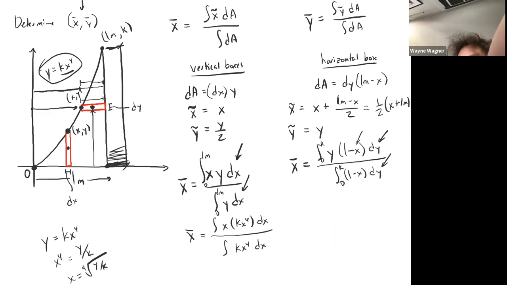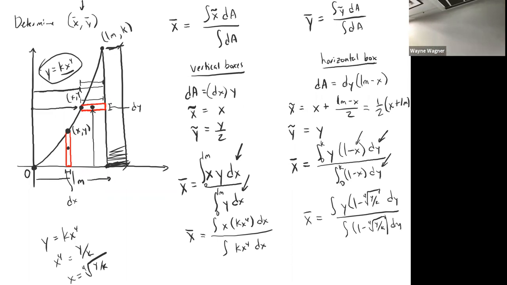So now I'm going to say, well, x bar equals the fourth root. Well, let's see. So we're going to just integrate y times 1 minus the fourth root of y over k dy, over the integral of 1 minus the fourth root of y over k dy. All right. Now, I think if you guys are looking at this, these should equal each other. Okay. Unless I've made a mistake, they will equal each other.